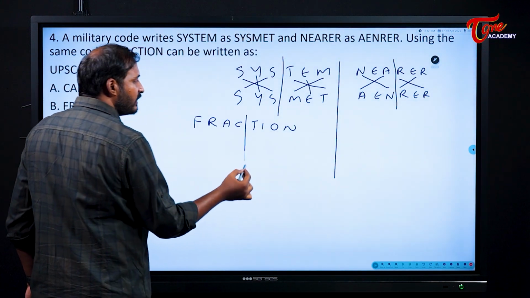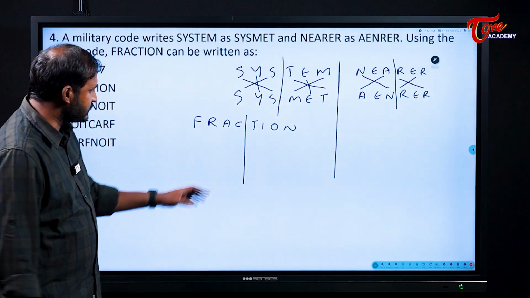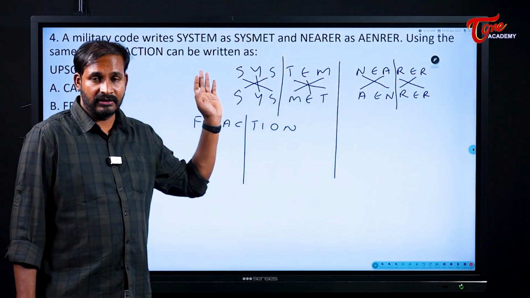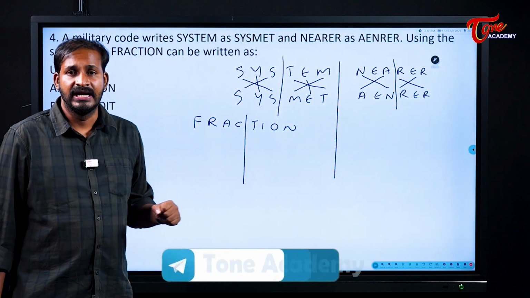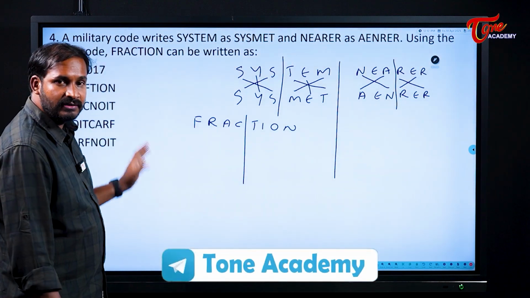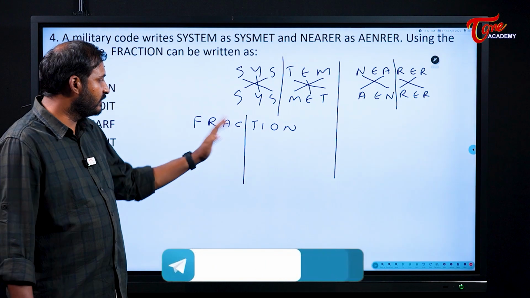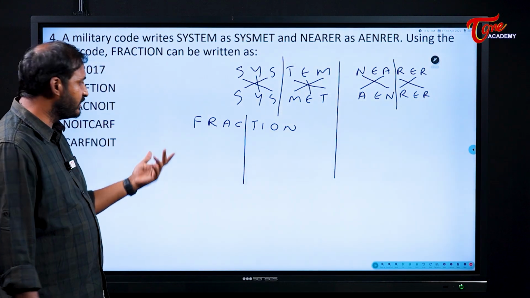Here also the similar one. We need to make it into two equal parts. The two words which were given for us are 6-letter words, but this one is an 8-letter word. So same as usual, make it into two equal parts. It will become fraction, something like this, and write them in the reverse order.